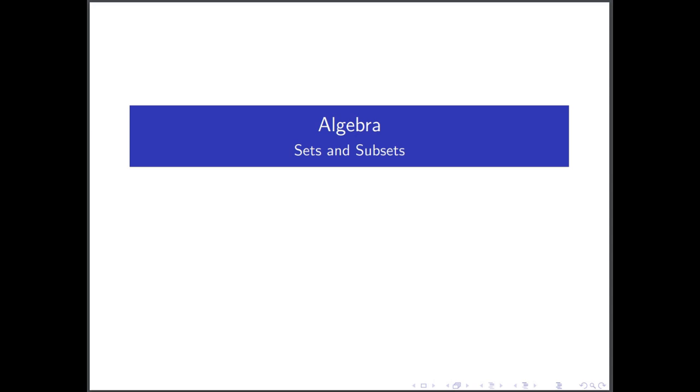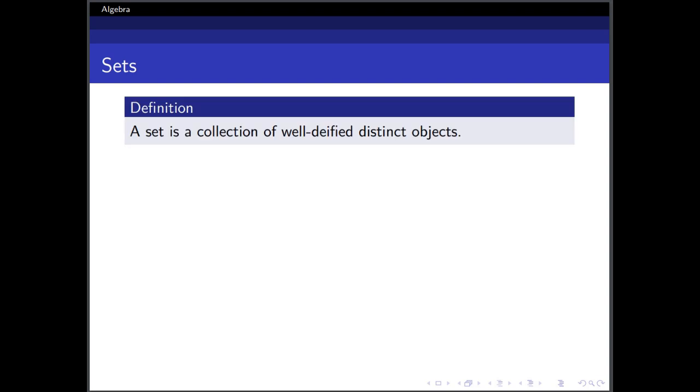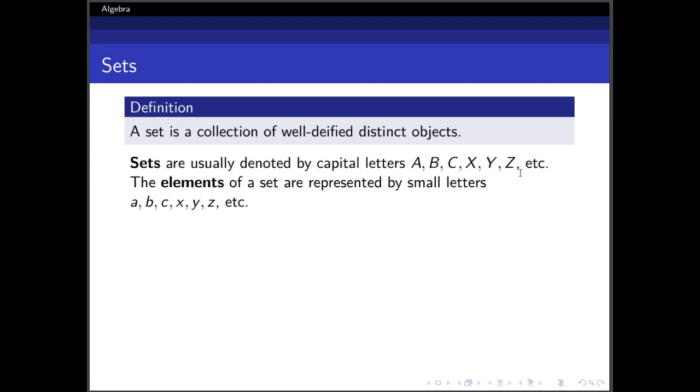In this session, we will understand sets, subsets, and their further properties with examples. First, we will discuss sets. A set is a collection of well-defined distinct objects, and this collection is enclosed by curly brackets. Sets are usually denoted by capital letters A, B, C, X, Y, Z, etc., and their elements are represented by small letters a, b, c, etc.